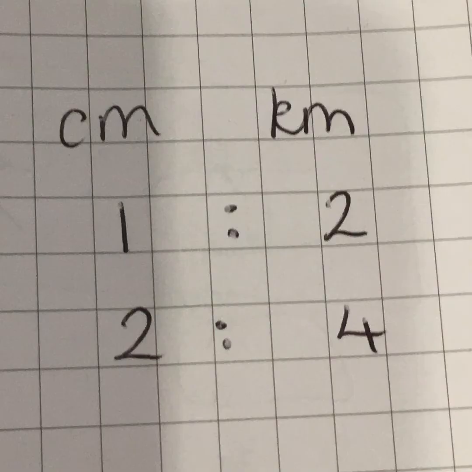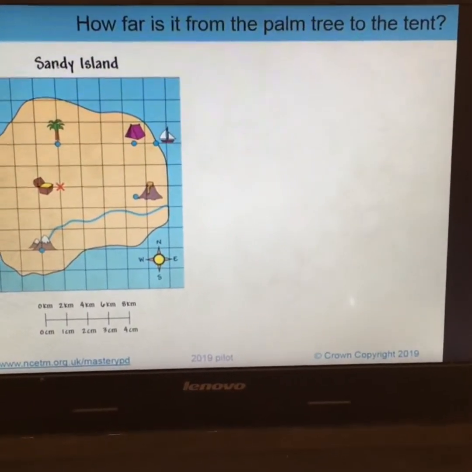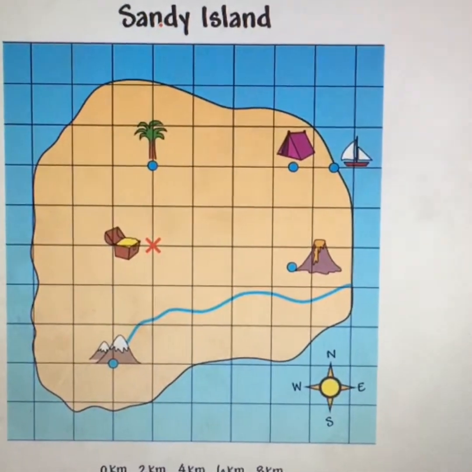Well, of course, our ratio is 1 to 2, but now I don't want to know what 1 centimetre is, I want to know what 2 centimetres is. So I've multiplied the left side by 2, so I times the right side by 2. So 2 centimetres is the same as 4 kilometres. And if I look at the scale along the bottom, I can see that that is correct. Well done. Next one then. How far is it from the palm tree to the tent?